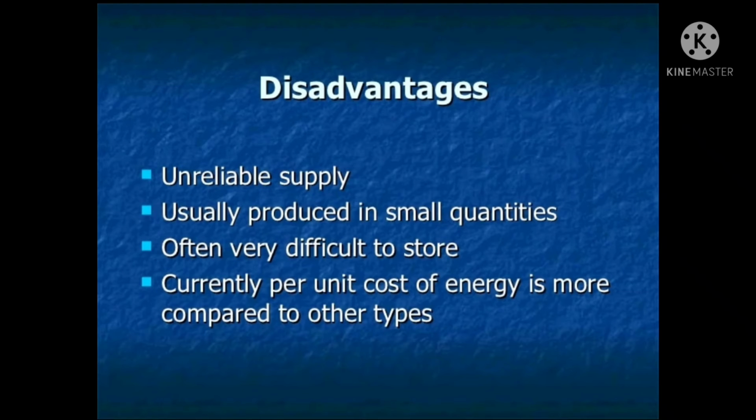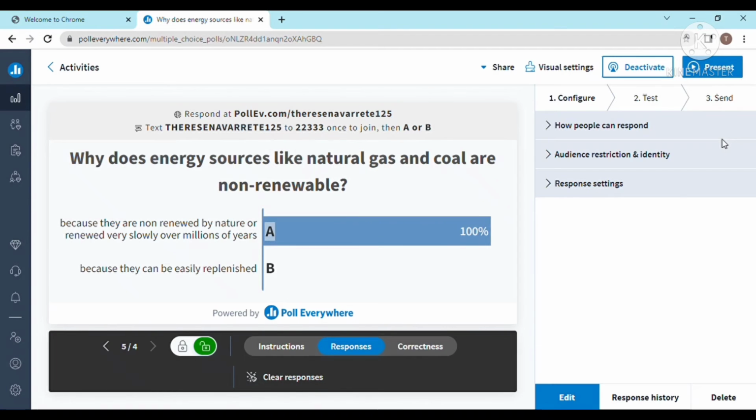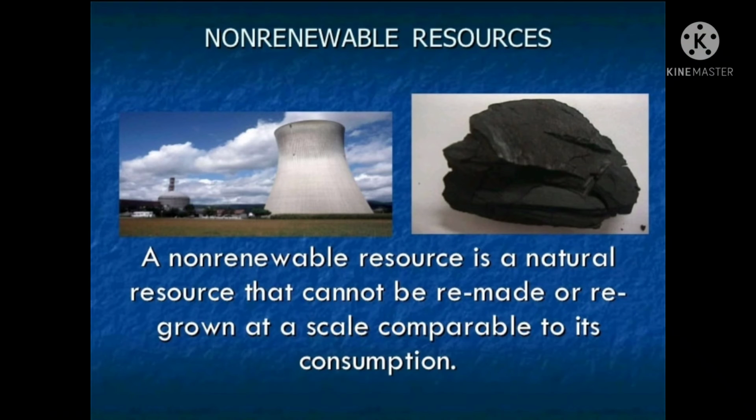Before I talk about the next type of energy resource, I want you again to answer this quick question. Why are energy sources like natural gas and coal non-renewable? Here we can see that you all answered A, and yes, the correct answer is letter A, because they are non-renewed by nature or renewed very slowly over millions of years.